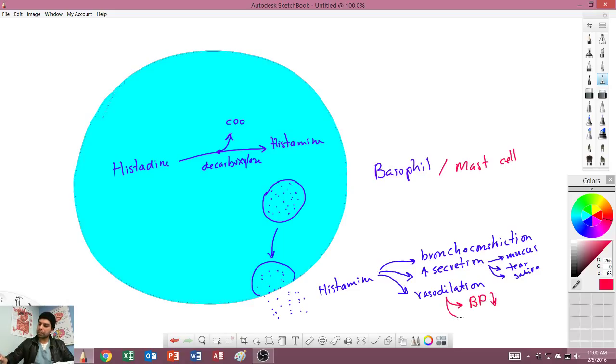And as a result, the heart rate should increase to compensate for that. And this is shock. So histamine can cause shock, anaphylactic shock. It can cause bronchoconstriction or asthma. Let's just put asthma here. And the one sign of asthma will be what? Wheezing, right?